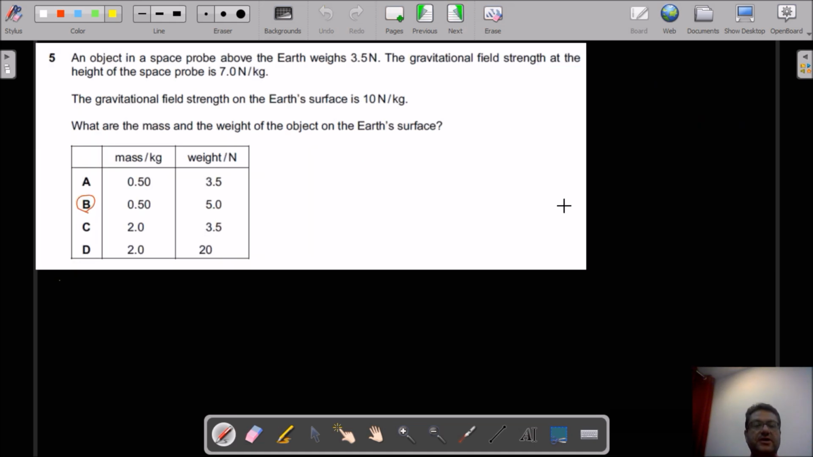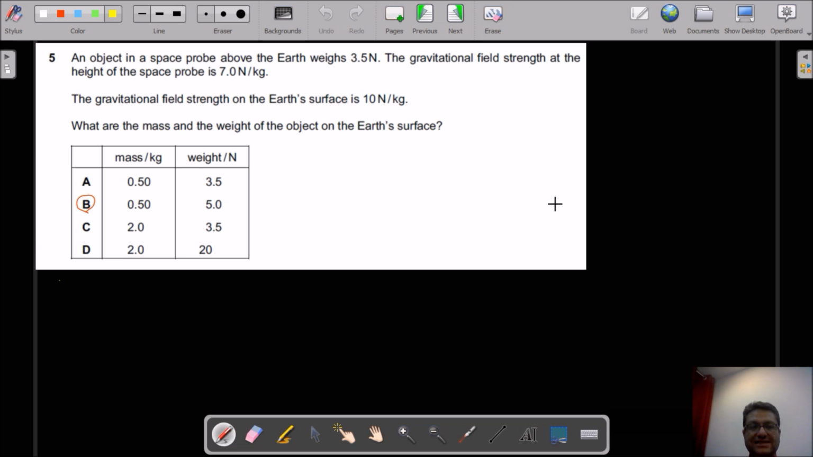Question 5, an object in a space probe above the earth weighs 3.5 Newton. The gravitational field strength at the height of the space probe is 7 Newton per kg. The gravitational field strength on the Earth's surface is 10 Newton per kg. What are the mass and the weight of the object on the Earth's surface?